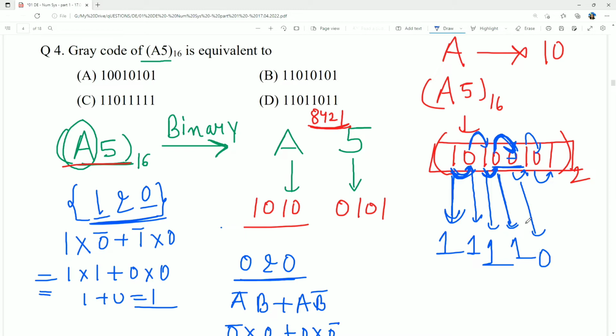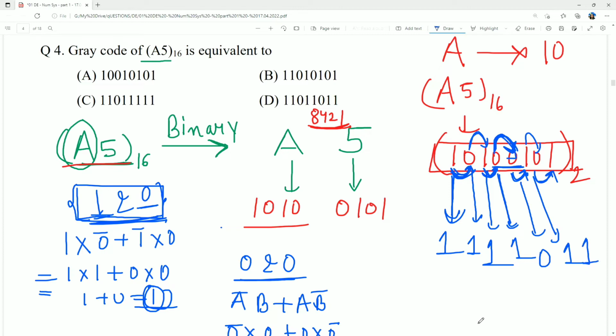After that, the next 2 adjacent bits are 0, 1. We are already familiar with the solution. If we have 2 bits 0 and 1, then the solution will be 1. So you can write directly 1 over here. And for the last digit, which is again 0, 1, we have a solution 1. So you can write directly over here.